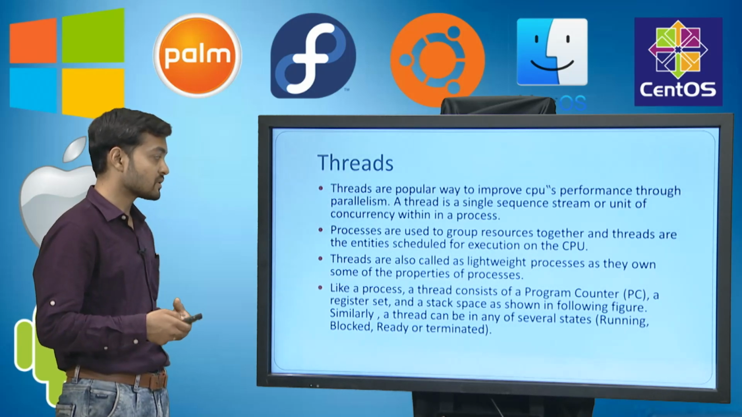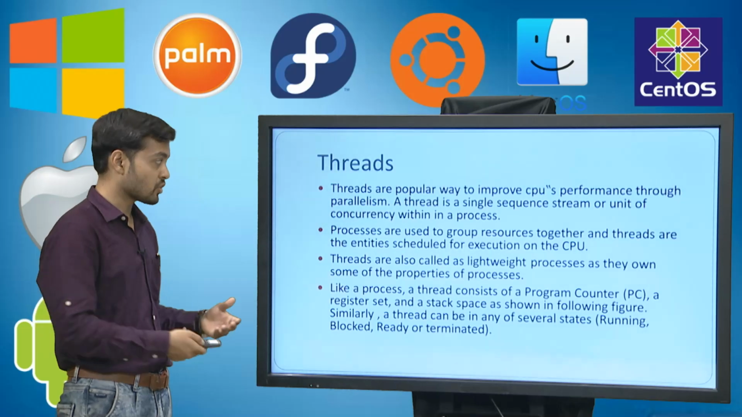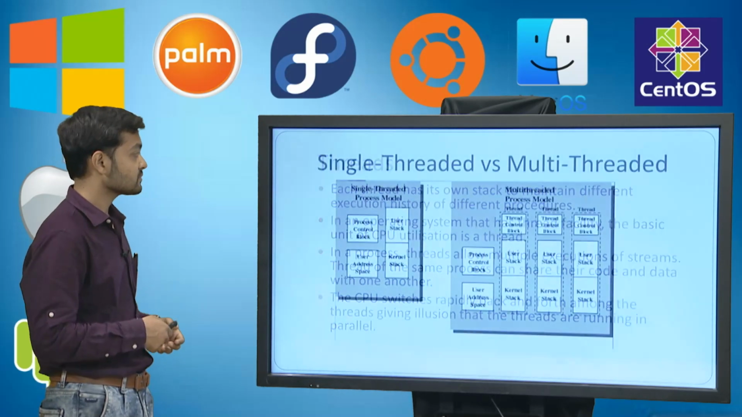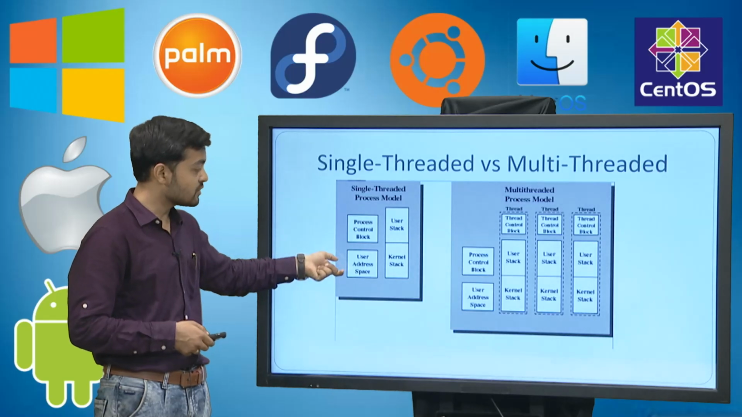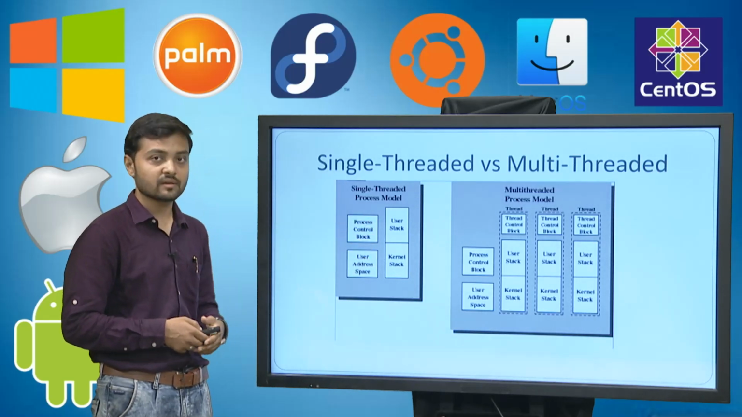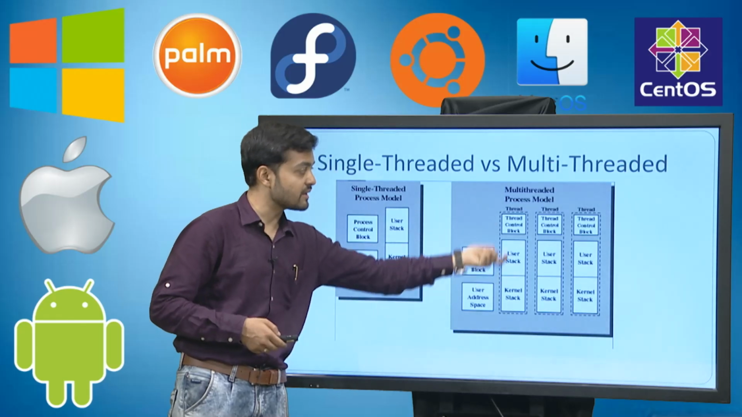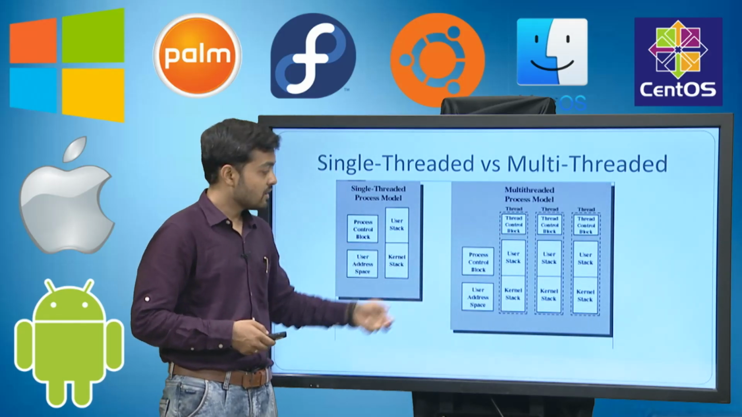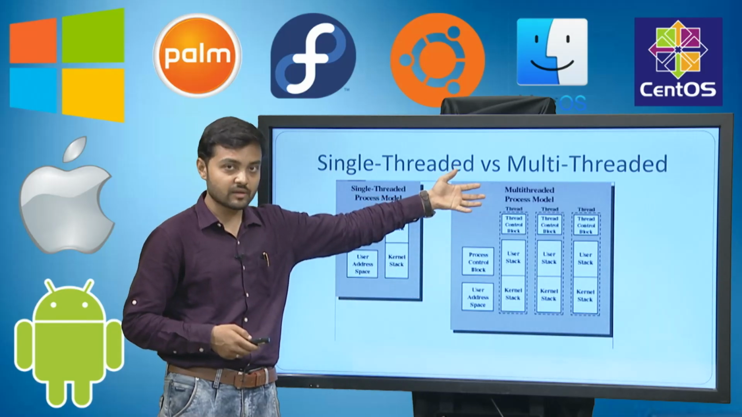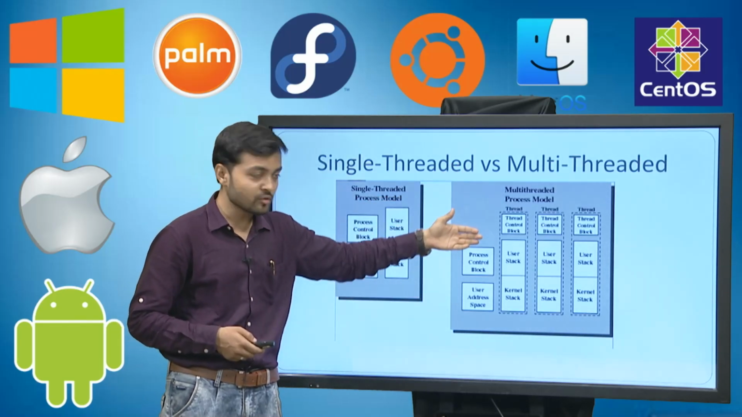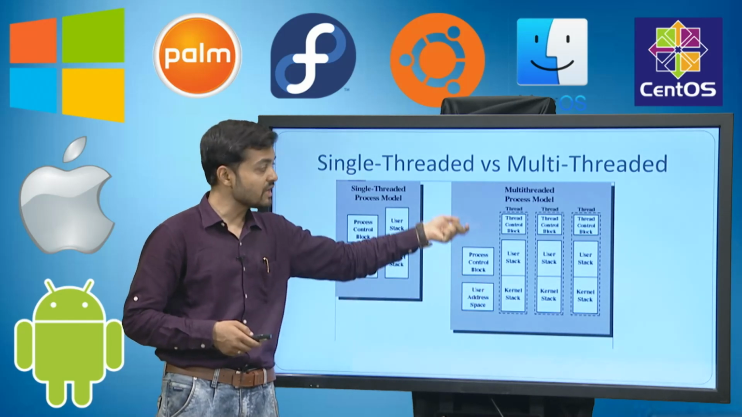Like a process, a thread consists of a program counter, registers, and a stack, as shown in this figure. You can see this is a single threaded model. This is the PCB, the user address space, user stack and kernel stack. If this is one process and this process has created threads, the process control block and user address space will be shared amongst these threads, whereas the thread control block, user stack and kernel stack will be available to each of the threads.